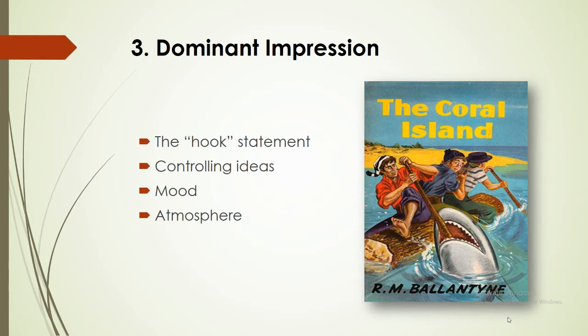Dominant impression. Another step for writing a good description is to focus on dominant impression. It works as a hook statement. It creates a mood or atmosphere. For example, the opening lines of R. M. Ballantyne's novel The Coral Island: "Rowing has always been and still is my ruling passion, the joy of my heart, the very sunshine of my existence." It is the quality, mood, or atmosphere that reinforces the writer's purpose.